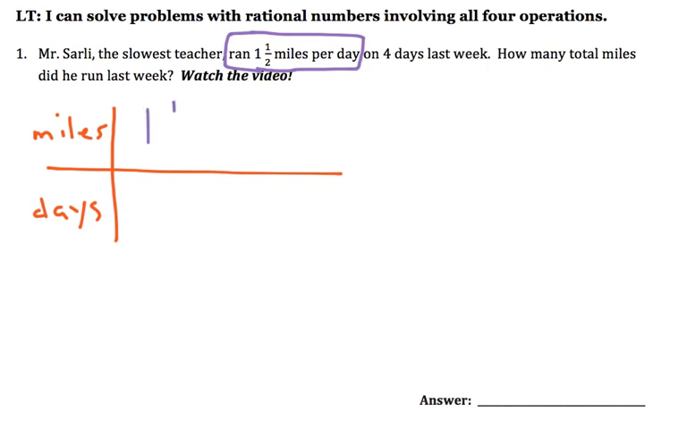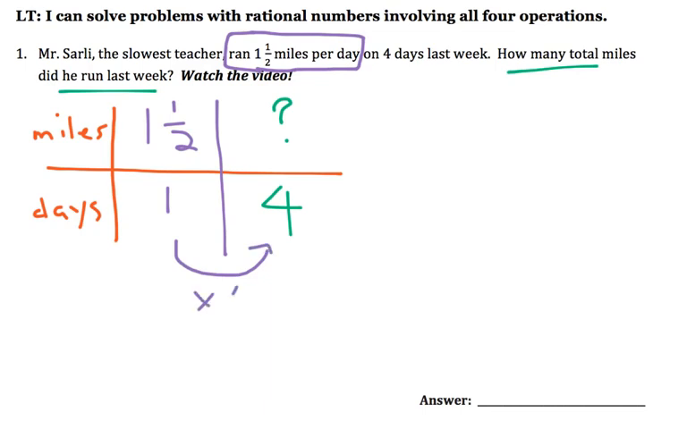So I'm going to put 1.5 for the miles, and for the number of days, I'm just going to put 1. And then it says I did that for 4 days. And how many total miles did I run? So this is what the problem is asking us to find. How many miles I ran in 4 days. Once we have that set up, there's a couple ways you could solve it.